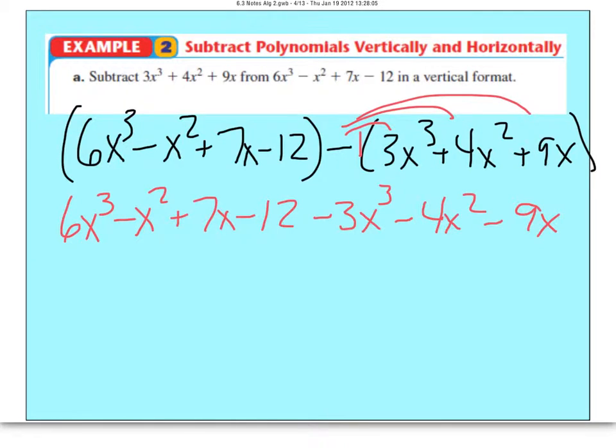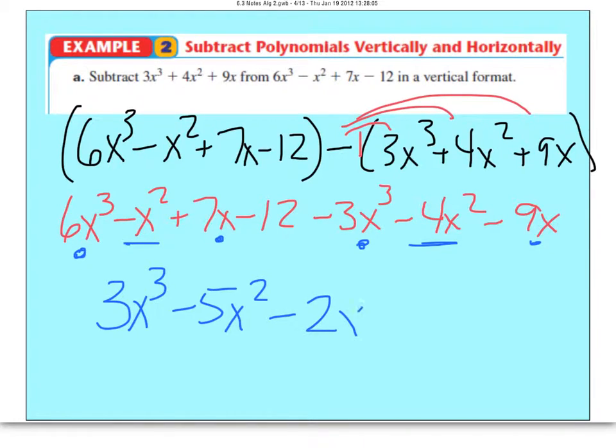Then again, let's write it in standard format and combine our like terms. We have a 6x cubed minus a 3x cubed, leaves us with 3x cubed. We have negative 1x squared minus 4x squared, negative 5x squared. A 7x minus a 9x, negative 2x. And then we have a number left over, or the constant, of a negative 12.